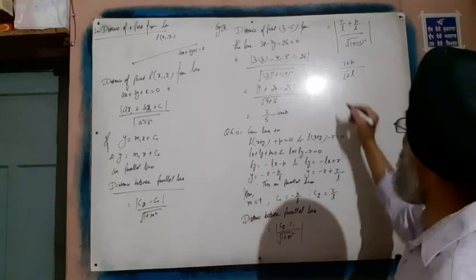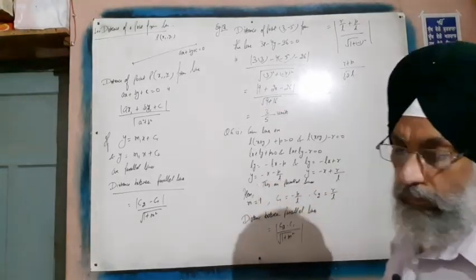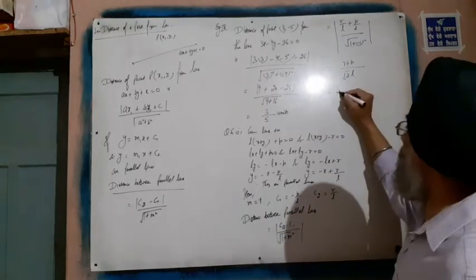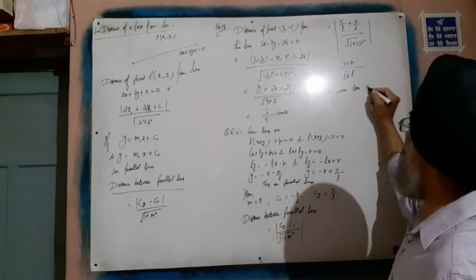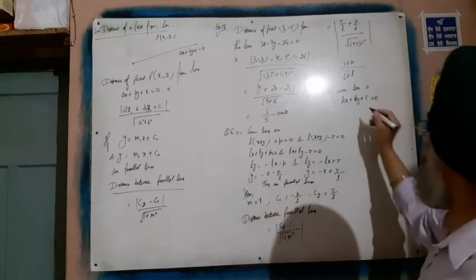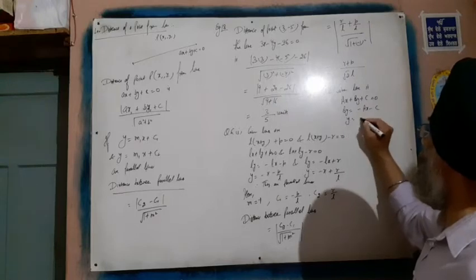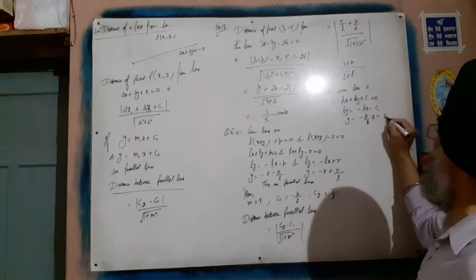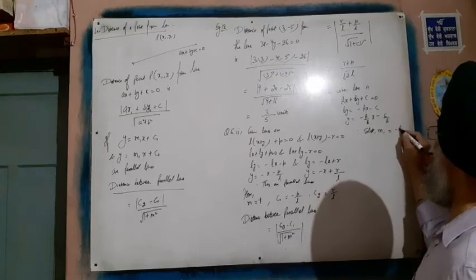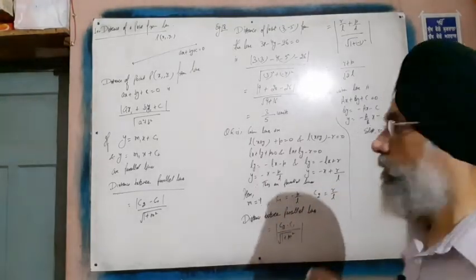If you see question number 11 here, we have to prove that the line through the point (x1, y1) parallel to the line ax plus by plus c is equal to 0 is, we have to prove it. So the given line is ax plus by plus c is equal to 0. Now here the slope: by is equal to minus ax minus c, y is equal to minus a upon b x minus c upon b. Therefore slope m1 is equal to minus a upon b, or you can say m also. We require a line parallel to it.